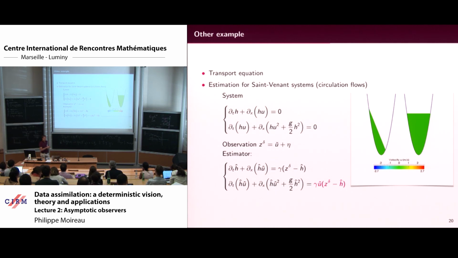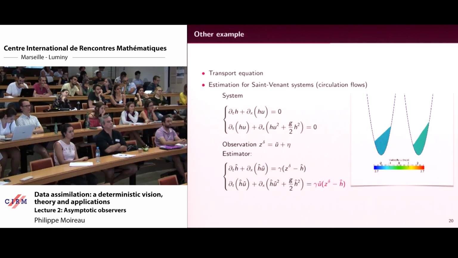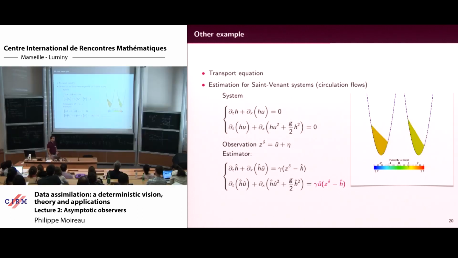So if I do nothing, my solution from this starting condition should be 0. So it should stay like that. No velocity, only height, okay? But I have observation of the height of this guy. Okay, and the observer gives me that. By just the two controls here, you are able to recover. Okay, again, asymptotically, that's the spirit of asymptotic observers.